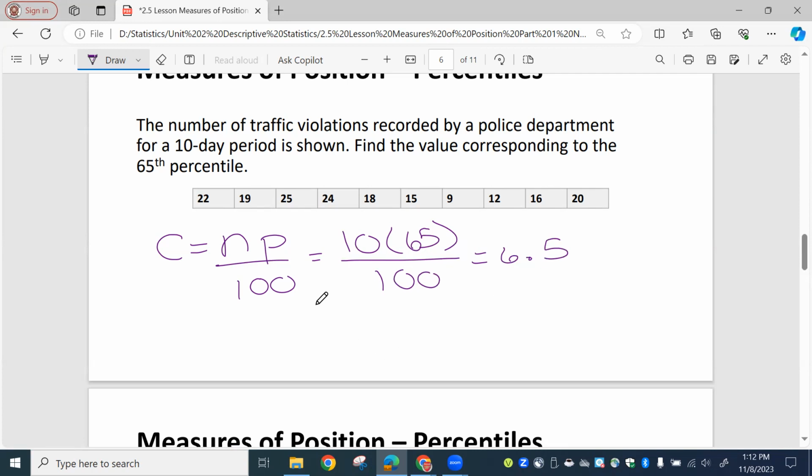And this is where we're not totally done. We need to use that 6.5. Whenever we are doing this process and we get a value that is a decimal, we're always going to round up. So round up when it's a decimal. So we round to 7. That means the 7th data point.